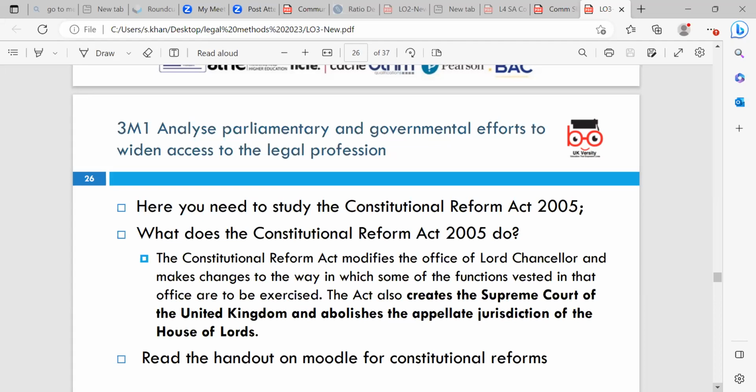And you need to read the additional handouts that are provided on Moodle. And if you can just email them to get access to Moodle, then you'll be able to read that. Okay.